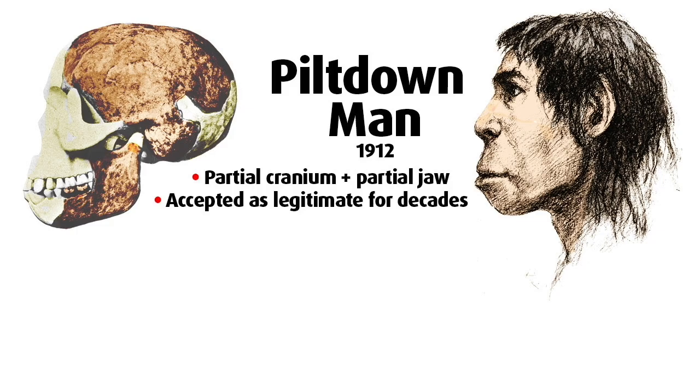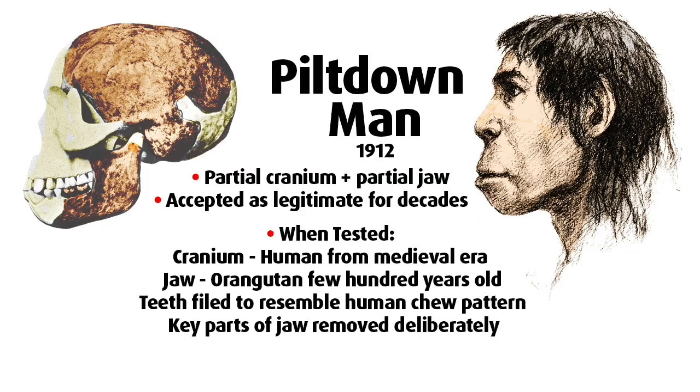It was a partial cranium, that's the main part of the skull, and a partial jawbone. It was accepted as a legitimate find for decades. But then when they actually tested it, they found out that the cranium was indeed human from the medieval era. So it was an old skull somebody had dug up. And the jaw was actually an orangutan jawbone that was a few hundred years old. And the teeth were filed down deliberately to make them resemble human teeth.